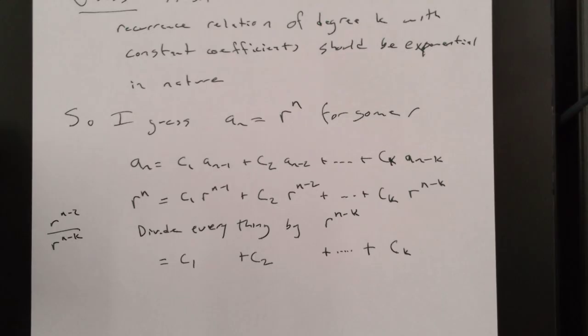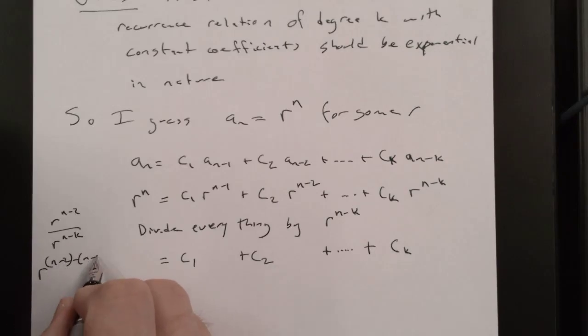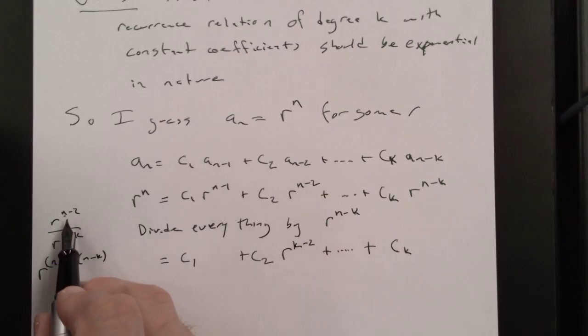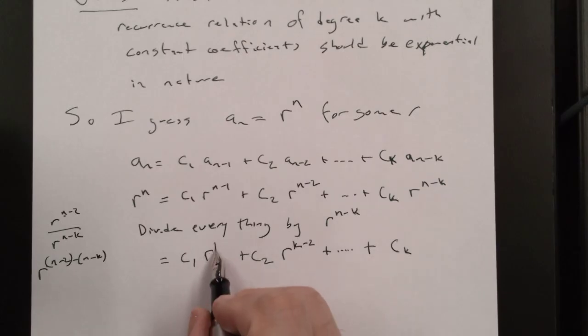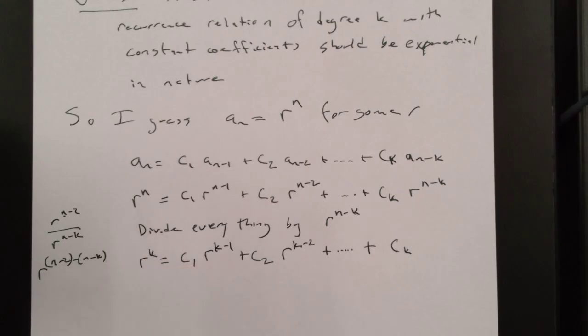Told you this was an algebra question. I subtract the powers. So I'm going to get r to the n minus 2 minus the quantity n minus k, which gives me k minus 2. What if instead of having n minus 2 here, I had n minus 1? I'd get r to the k minus 1. And then here, I'd get r to the k. This subtracting powers jazz just gave me a polynomial.